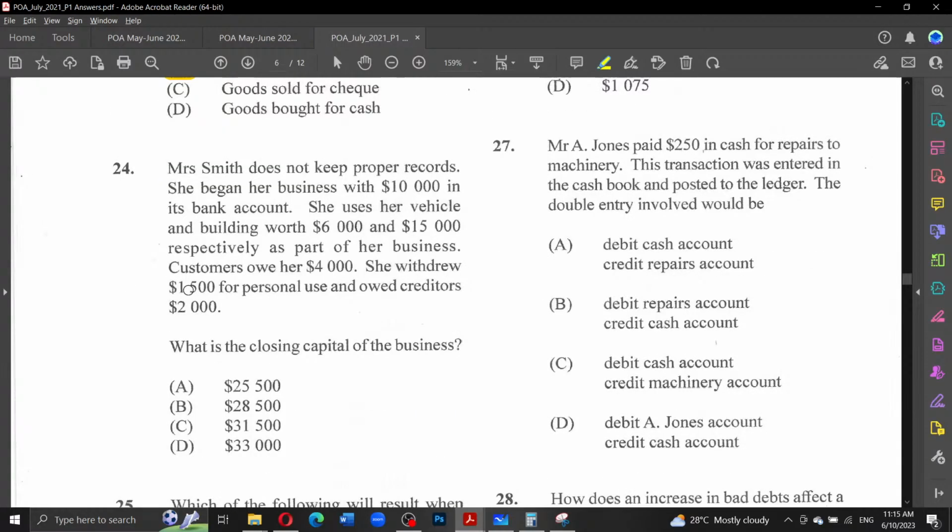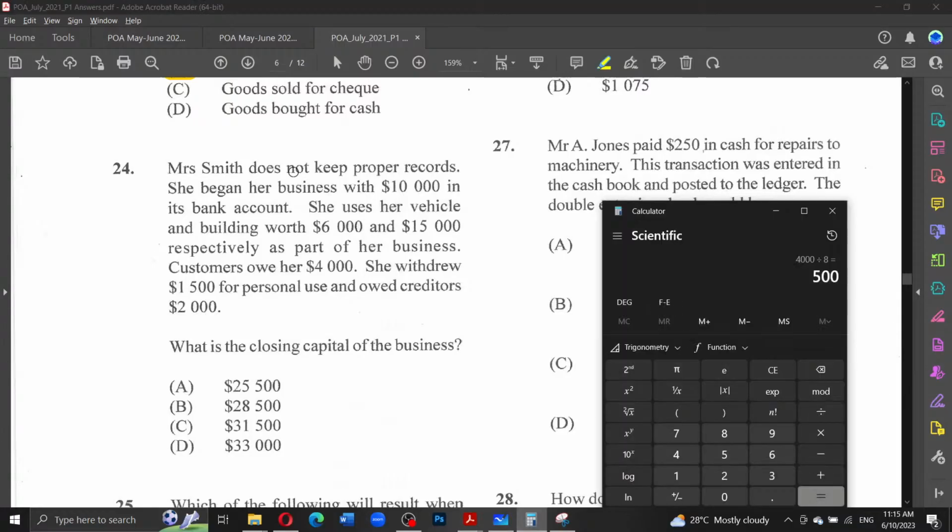Okay, so let's see. We're asked to find the closing capital for our business. The opening capital is 10,000. She uses her vehicle and building worth 6,000 and 15,000 respectively, so it's 21,000 of assets. She invested. Then we have customer owing 4,000.